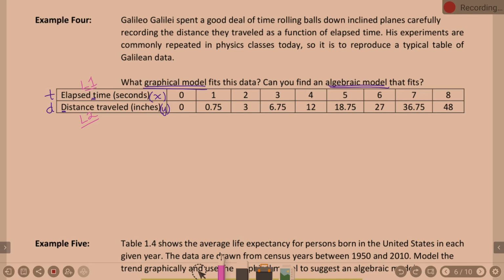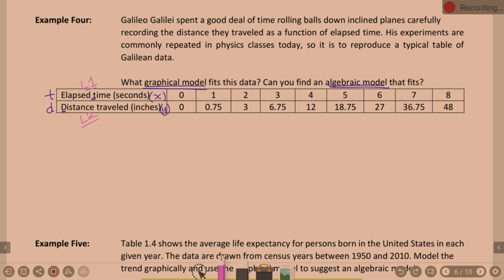Increase. An increase? What graph are we seeing? What shape is this? Do we see a parabola shape? Positive half of it, but parabola shape. Okay, so right there, we're talking about our graphical model, the fact that this is going to be a parabola. We're going to eventually find an equation for it, but we're talking about the graphical model there.